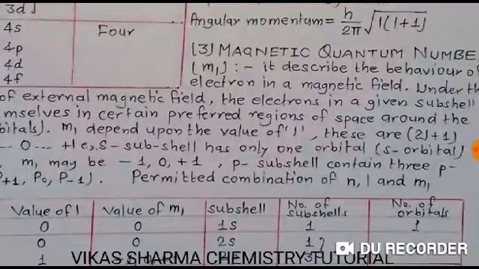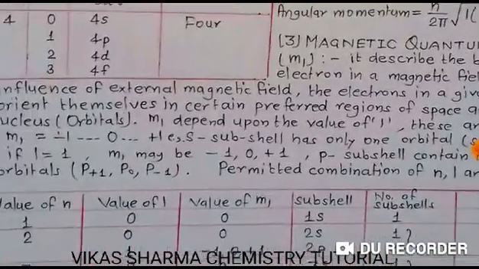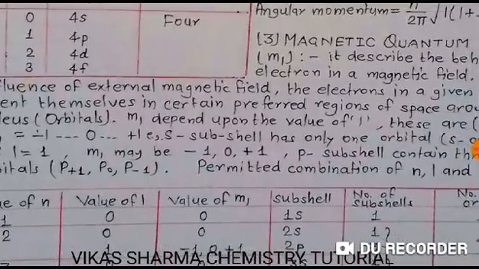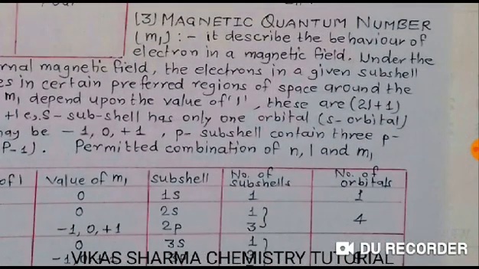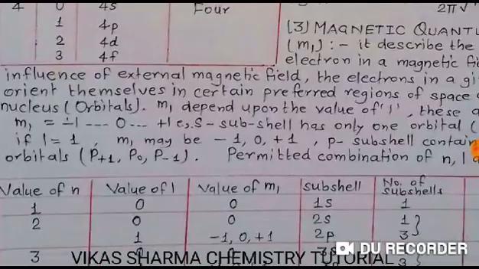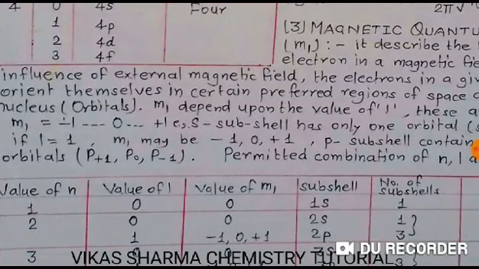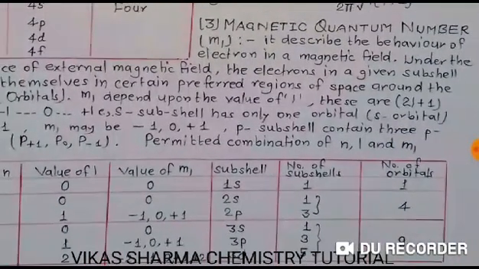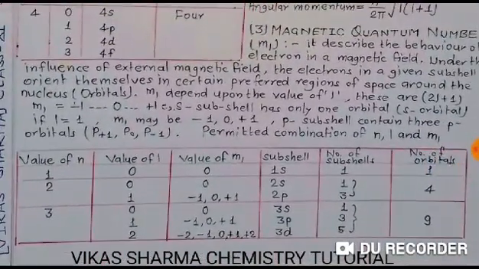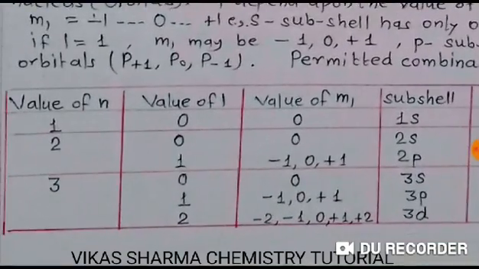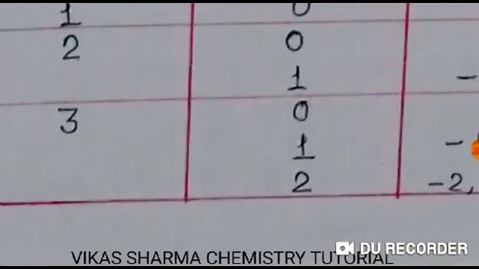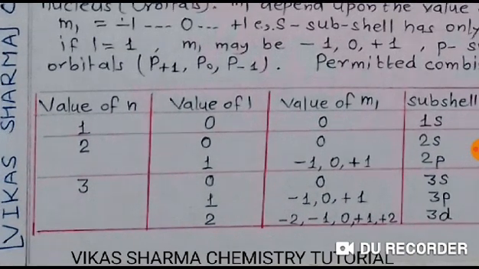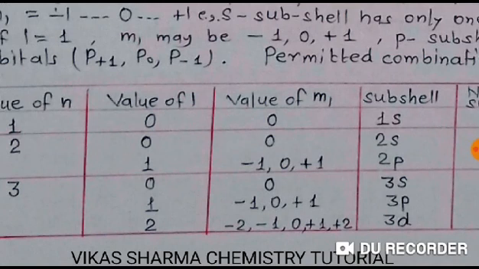The s subshell has only one orbital, the s orbital. If l is equal to 1, then m_l may be minus 1, 0, plus 1. The p subshell contains three p orbitals, meaning p plus 1, p 0, p minus 1. The permitted combinations of n, l and m_l, you have seen on the display. We take the example where the shell is 3, meaning the principal quantum number is 3. So students, 3 minus 1, so the subshells are 0, 1, 2. The value of m_l is 0.